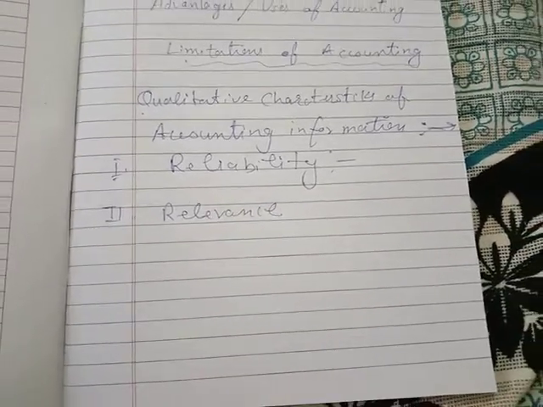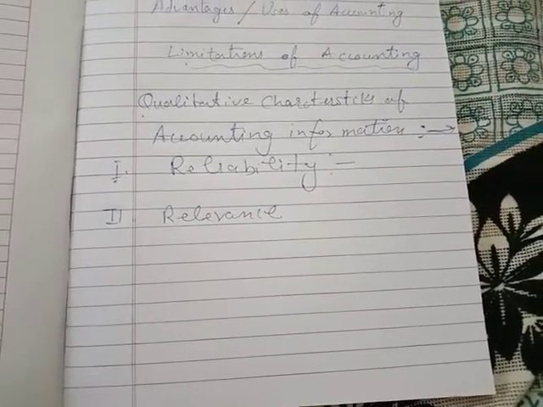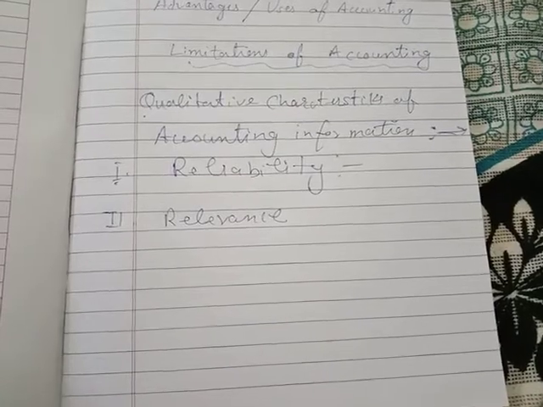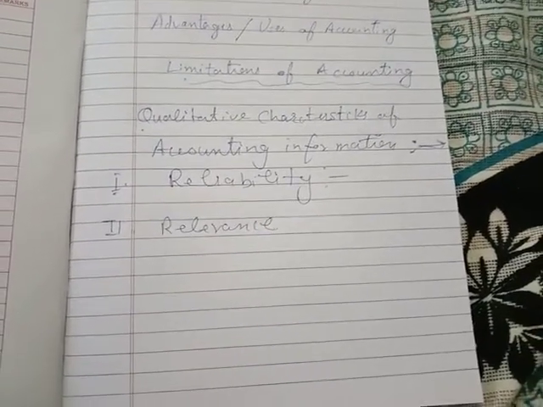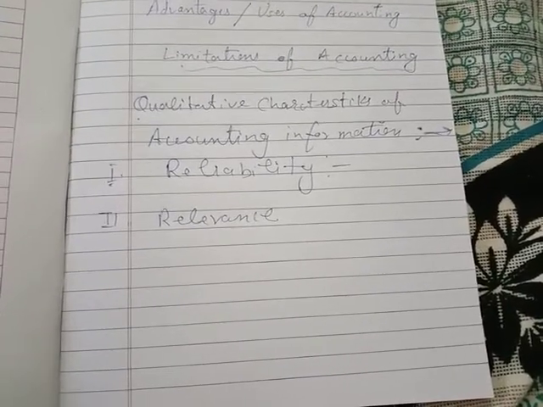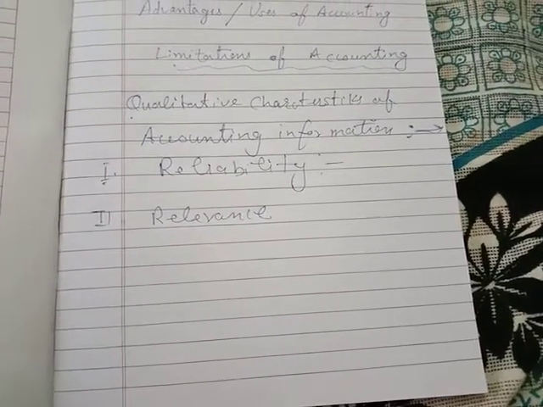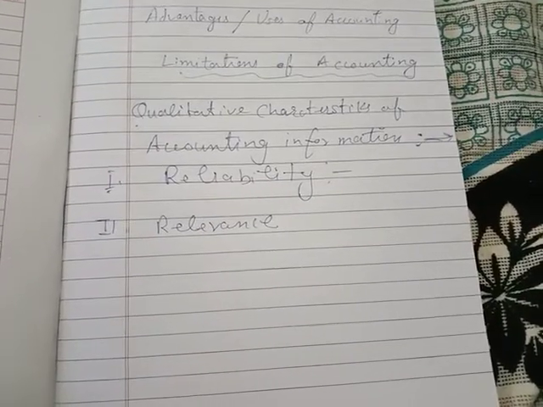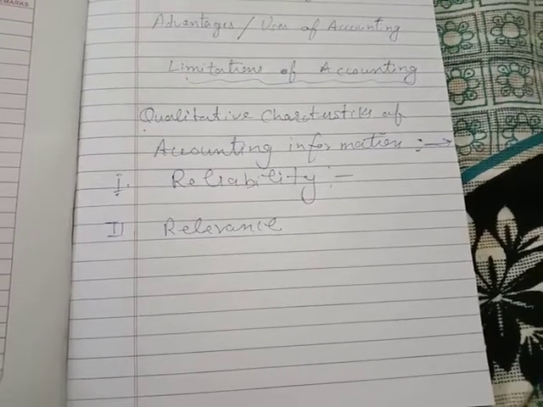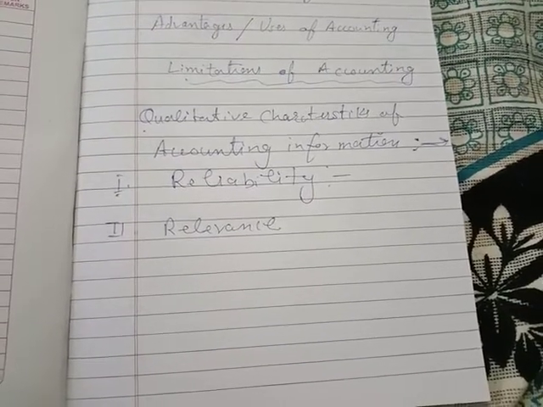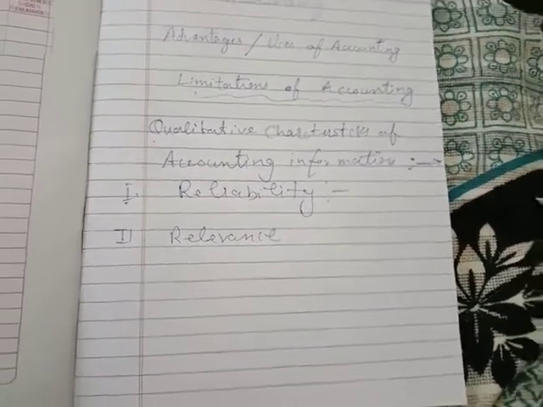For example, the information regarding the rate of dividend paid by a company in the previous year is relevant information for the investors since it provides the basis for forecasting future dividends. Similarly, while reporting data in the balance sheet, it is the total amount of data which is relevant and not the number of data.